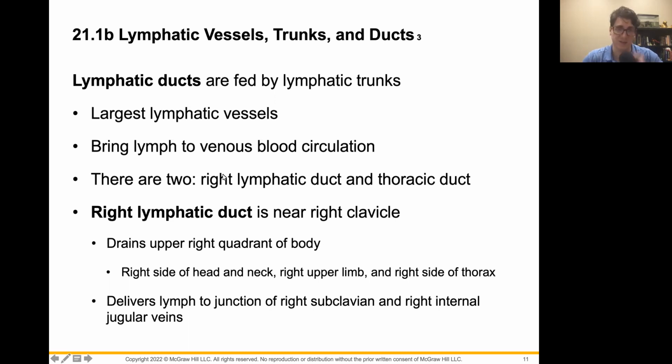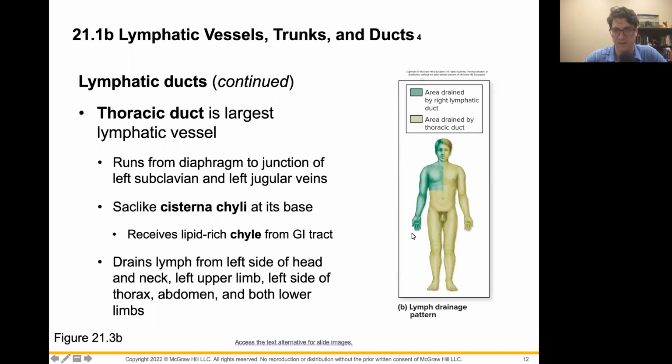The lymphatic ducts are the largest lymphatic vessels. Basically, these are the ones that are actually going to be returning the fluid to the blood, okay? Namely, these are important because there are two. We have the right lymphatic duct, which is right near the right clavicle. This is going to drain lymph from the right upper quadrant of the body. So it's going to be things from the right side of the head and neck, the right upper limb, and the right side of the chest, so the right side of the thorax. That's it. So basically from that line out, if it's not in that region, it's all going to drain through the thoracic duct. So the thoracic duct is going to drain everything else.